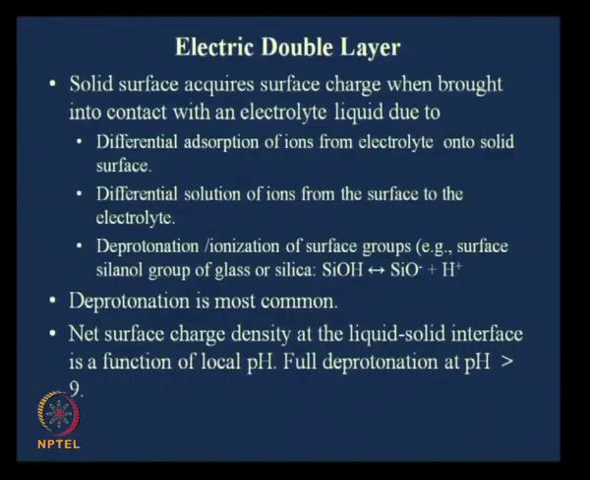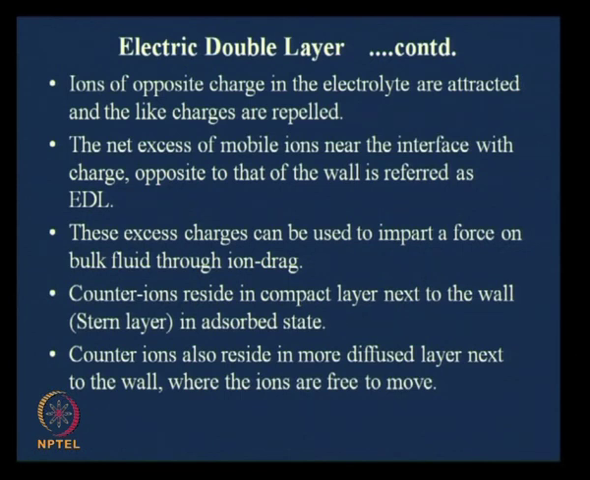Now, this electric double layer, once again. The solid surface will acquire a surface charge because when it comes into contact with an electrolyte liquid, there are so many things that can happen. Deprotonation is the most common, and of course, the pH has a good effect. So, the net surface charge would be a function of local pH. Then we said that ions of opposite charge in the electrolyte are attracted and the like charges are repelled. The net excess of mobile ions near the interface with charge opposite to that of the wall is referred to as the electric double layer.